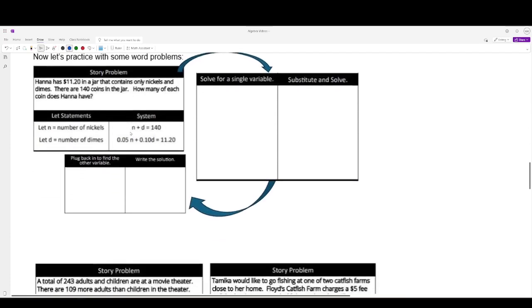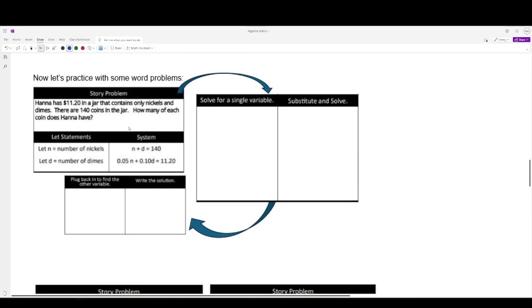We're going to look at a word problem now. So Hannah has $11.20 in a jar that contains only nickels and dimes. So important to know here is that nickels are $0.05, 5 cents, and dimes are double that. They're $0.10 or 10 cents. How many of each coin does Hannah have?